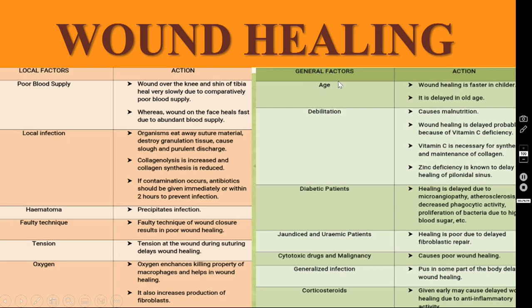The general factors are, as I told you already, elderly age and a patient who is very ill, debilitated. Patients who are diabetic or immunocompromised, jaundice and uremic patients, those who are taking chemotherapeutic cytotoxic drugs, those who are suffering from malignancy, those who have systemic infection, those who are taking corticosteroids. All these are general factors. Now you can pause the video and read the whole thing.